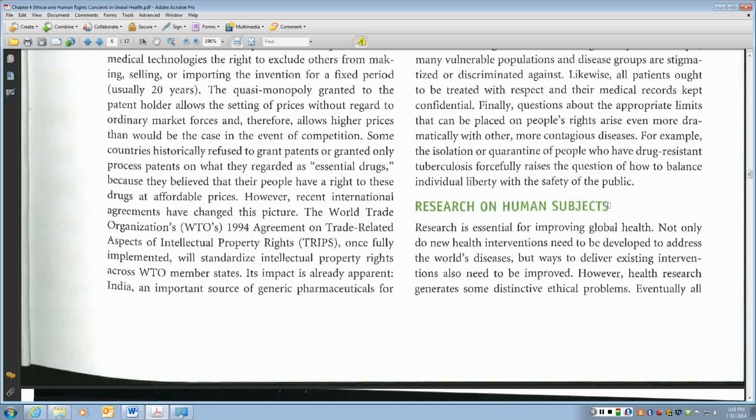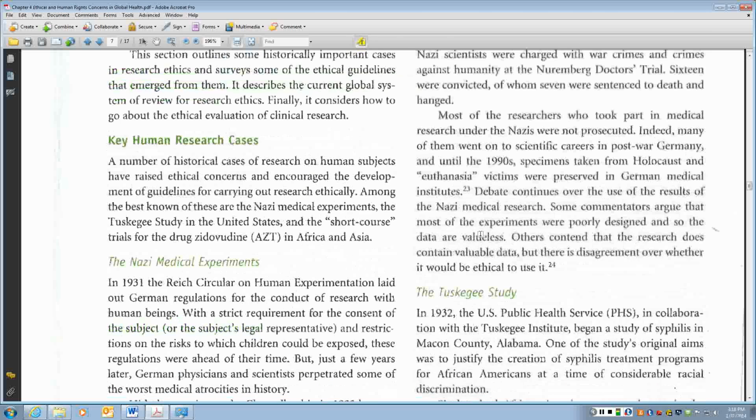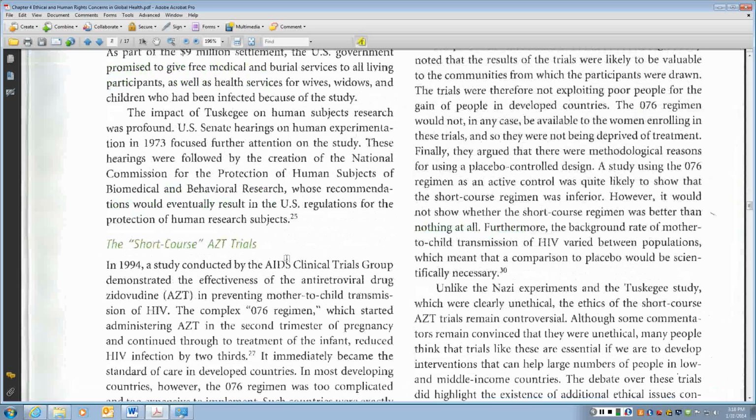Now, research on human subjects, definitely an issue with ethics, and there are some eye-opening cases revealed here. If you haven't heard of these, they are somewhat disturbing. So you can look at what happened in Nazi Germany, then what happened back in the United States with the Tuskegee studies, and that flips down on the next page to what happened with the first trials with the AZT drugs. So spend some time with those. You might want to skim those a couple of times and really look at some details in there.